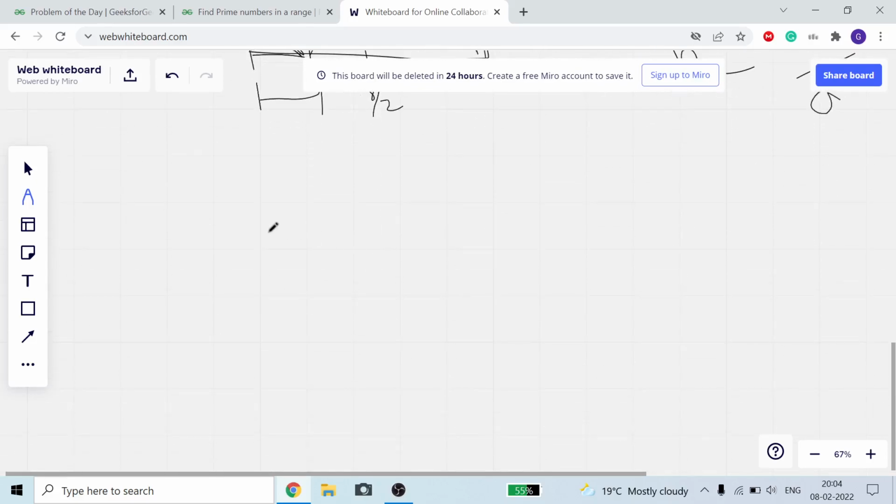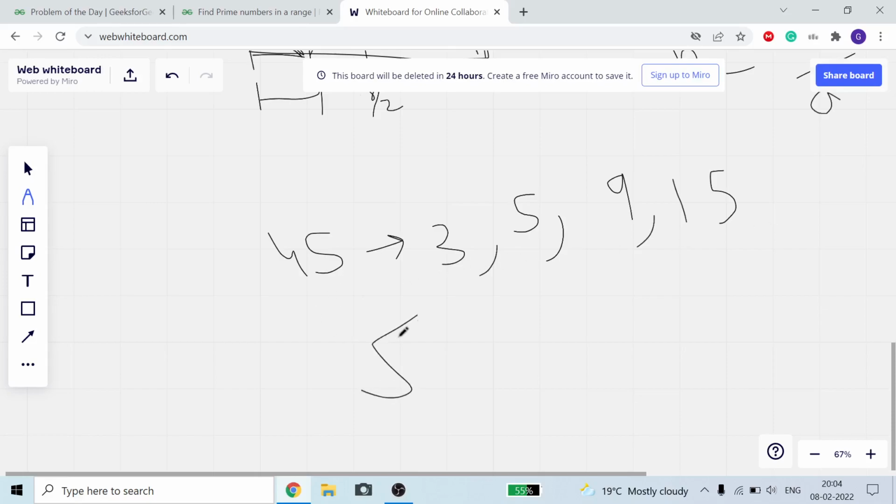And you can see this for all the examples. For 45, the divisors are 3, 5, 9, 15. Okay, 15, yes, these are the only factors I think. Yes, okay, and the square root of 45 is equal to 6 point something.